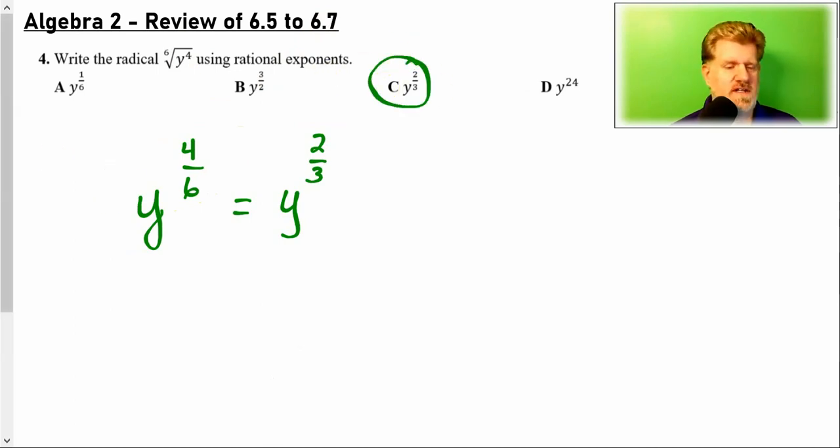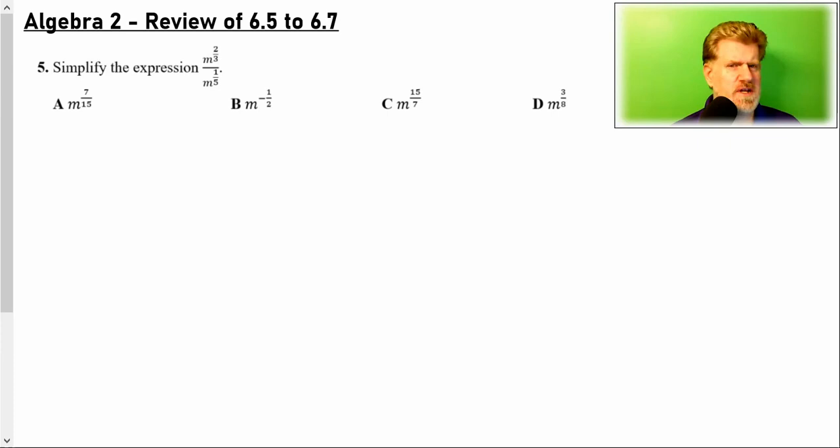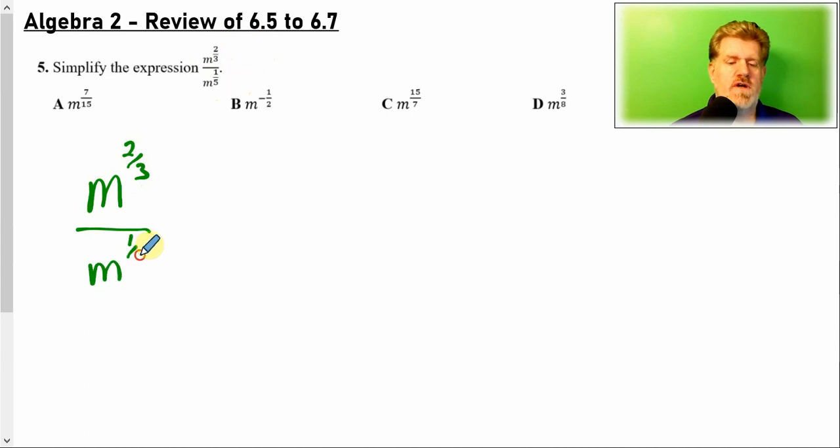Isn't it every now and then an easy problem just gets thrown in there? You think, wait a minute, it can't be that easy. Sometimes it is. Same with this. This isn't a difficult problem, except you got fractions. So when you divide, what do you do to exponents? Well, you subtract them. So m to the 2/3 over m to the 1/5.